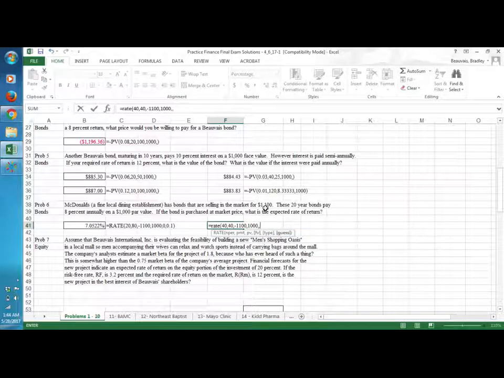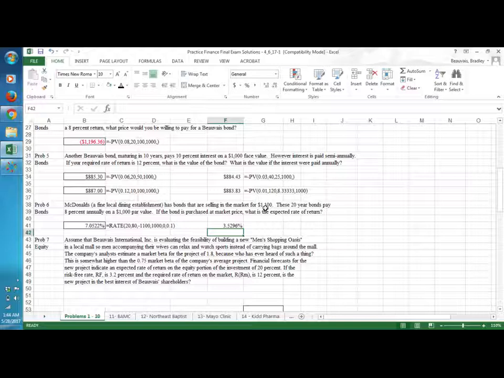Let's see if we can get away with not putting anything in the back end of that cell, which, as I mentioned, you don't have to do in a lot of your more current versions of Excel. So in this case, I find a 3.5296. So it seems like there's quite a difference here between the rate function on the annual versus the semi-annual.